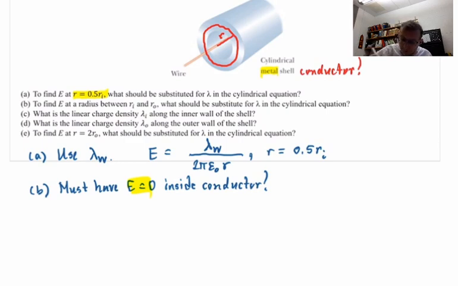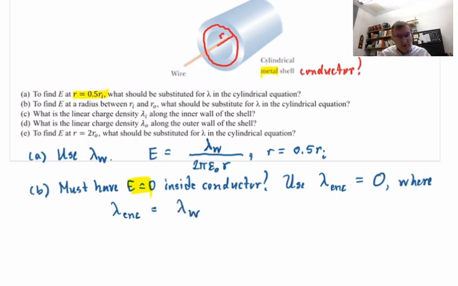Okay? So we use lambda total, or lambda enclosed, equal to 0, so that we get an E equal to 0, where the lambda enclosed has two contributions. A positive contribution from the wire, the part of the wire that's inside the Gaussian surface, plus another part from charge that has now been induced on the inner surface of the shell. And that total must be 0.